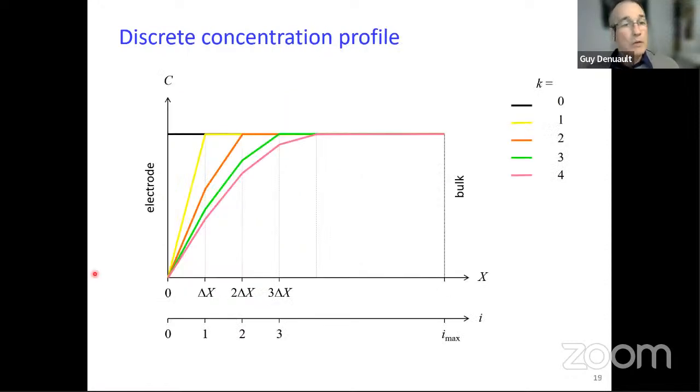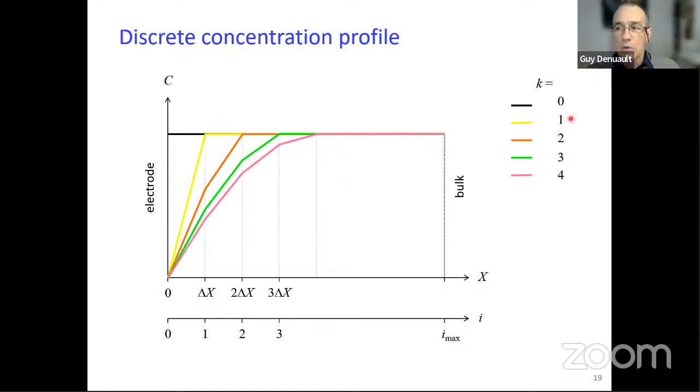So if we were to do this by hand, this is how it would work. On the vertical axis, I've got my concentration. On the horizontal axis, I've got the distance. Far away, I'm in the bulk. You see, this corresponds to I max. Close to the electrode at I equals 0, I've got the electrode on the left-hand side. At K equals 0, which is the black line, my concentration is flat. This is the concentration of the reactant. So this is the initial condition.